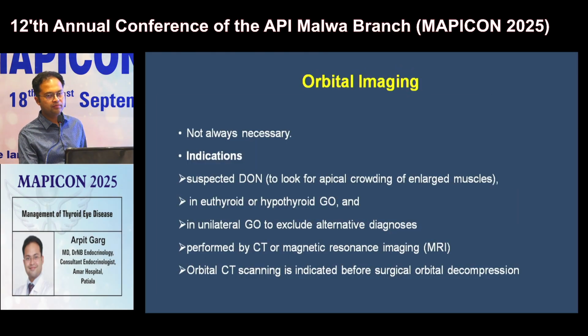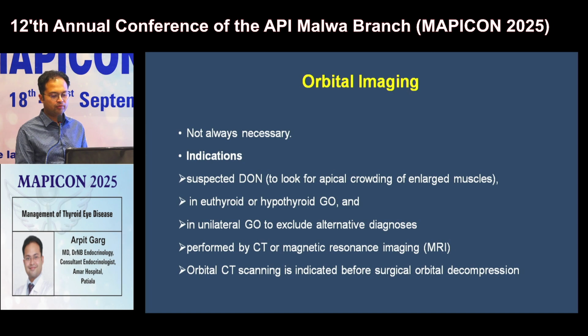Coming to the orbital imaging, a lot of clinicians perform CT scan or MRI in all the patients of Graves orbitopathy, but it is not always necessary. There are very specific indications when you need to do orbital imaging. One is to look for dysthyroid optic neuropathy. Second is in euthyroid patients or hypothyroid, if you are seeing proptosis, you should perform imaging to rule out other causes. In unilateral proptosis, again you need to do imaging, and it is often performed by CT and MRI.